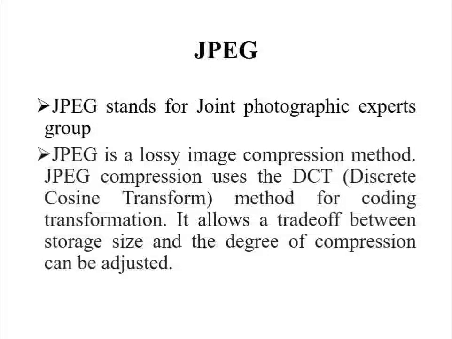JPEG compression uses the DCT, that is, the discrete cosine transform method, for coding transformation. It allows a trade-off between storage size and the degree of compression, which can be adjusted. It defines three different coding systems. First, a lossy baseline coding system, which is based on the DCT and is adequate for most compression applications. Second, an extended coding system for greater compression, higher precision or progressive applications. And third, a lossless independent coding system for reversible compression.